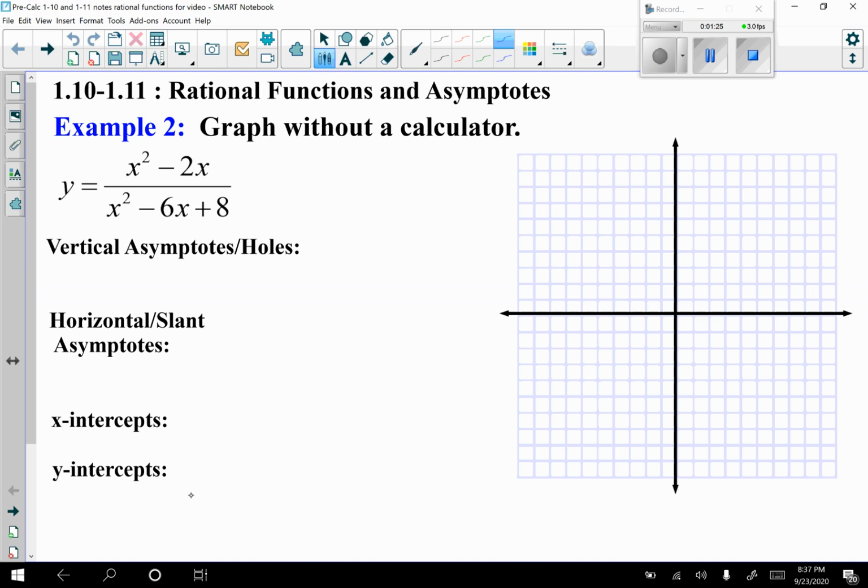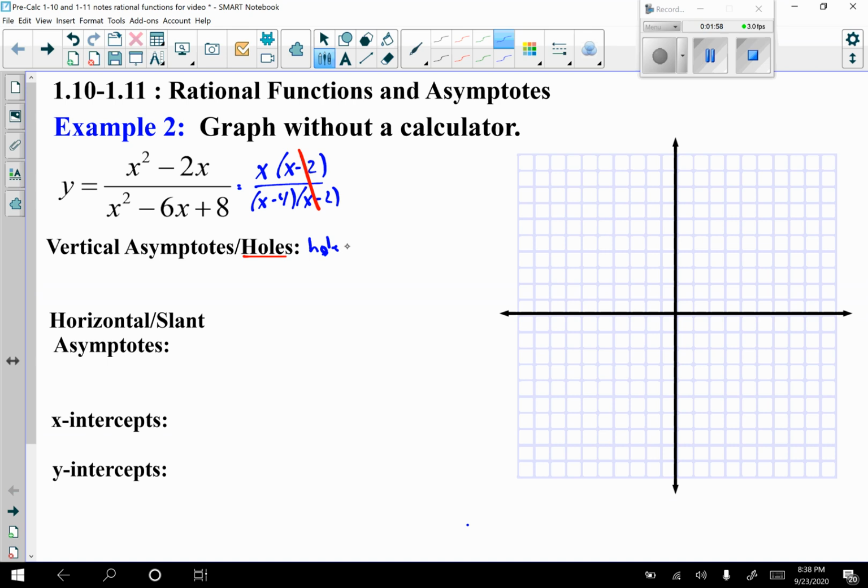So factor, we've got x times x minus 2, we've got a common factor there, over x minus 4 times x minus 2. Looks like the x minus 2 is going to cancel out. So that tells us right away, holes. Something cancels. So that's why we factor right away. We can find these things pretty easily with a lot of factors. So let's start with the one we canceled out. There's a hole.